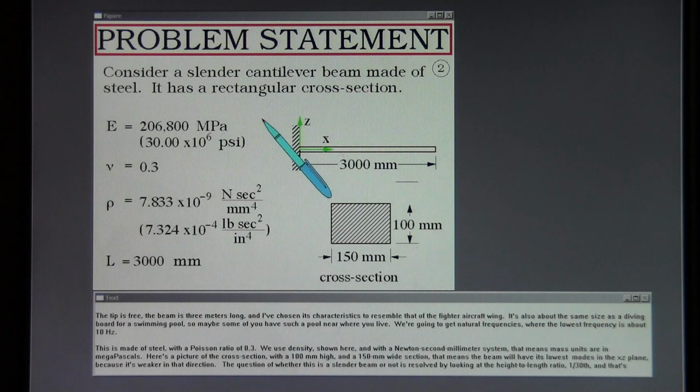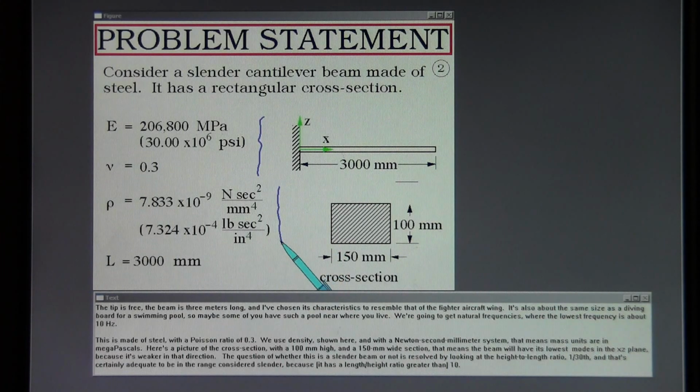This is made of steel with a Poisson ratio of 3/10. We use density shown here, and we're in the Newton second millimeter system. That means mass units are in megapascals. Here's a picture of the cross-section. With the 100 millimeter high and 150 millimeter wide section, it means the beam will have its lowest modes in the XZ plane because it's weaker in that direction.